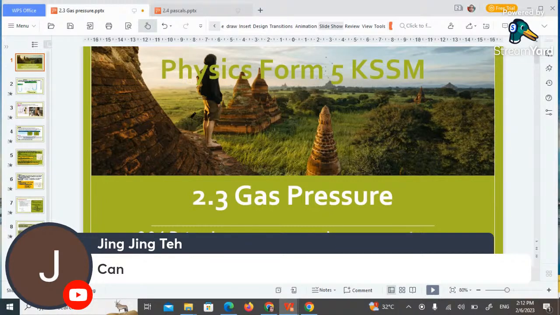Okay, for topic gas pressure 2.3, the first learning standard is to determine gas pressure using manometer. The second one is problem solving, calculation problem.